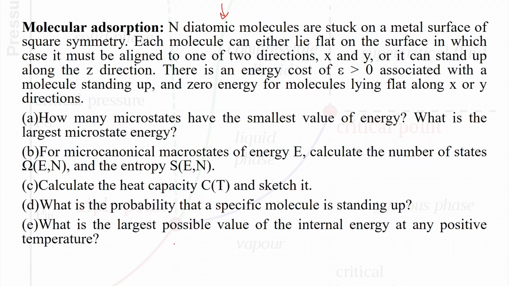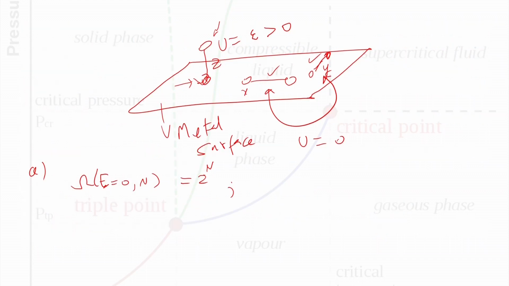The other question they are asking is what is the largest microstate energy. The largest energy is achieved when all the molecules stand upright. Then clearly the energy is largest, and the largest energy is n times epsilon. The number of ways in which you can achieve that is only one, that is all of the molecules just stand upright, and that is all there is to it. So, the largest energy is n times epsilon, and there is only one way of achieving that. That is the answer to part A.